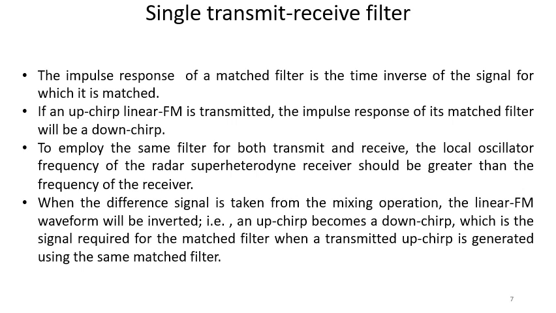To employ the same filter for both transmit and receive, the local oscillator frequency of the radar superheterodyne receiver should be greater than the frequency of the receiver. When the difference signal is taken from the mixing operation, the linear FM waveform will be inverted. That means an upchirp becomes a downchirp, which is the signal required for the matched filter when a transmitted upchirp is generated using the same matched filter.